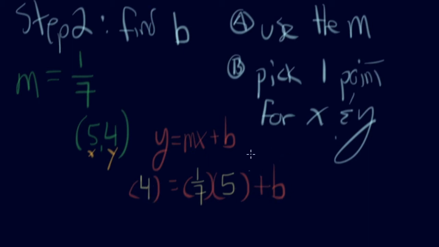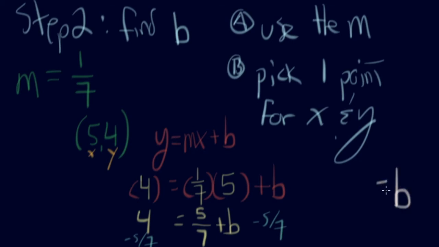Now we're going to solve for b. So we're going to have to do 1/7 times 5, which is just 5/7. And then I'm going to subtract 5/7 from both sides. So eventually, I'm going to get b is equal to whatever 4 minus 5/7 is. So I'm going to use my calculator because I haven't had coffee yet today. So 4 minus 5/7 is going to be positive 23/7.